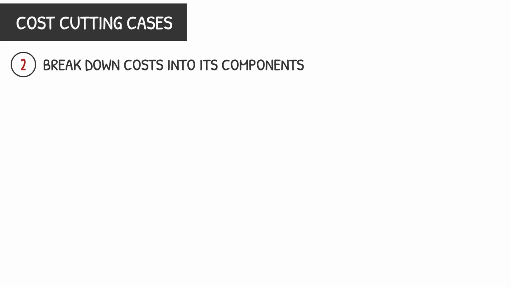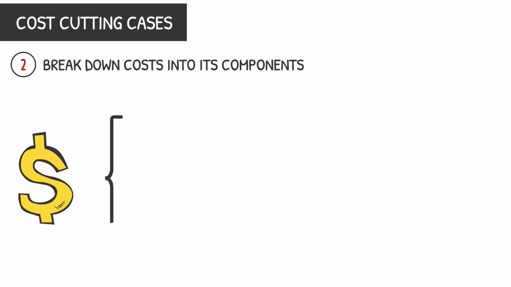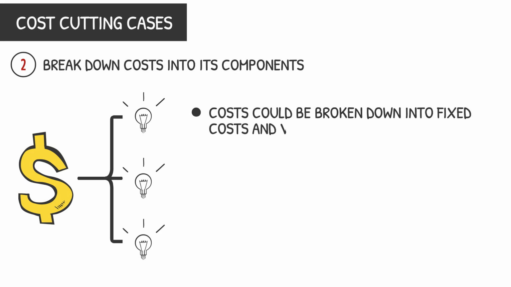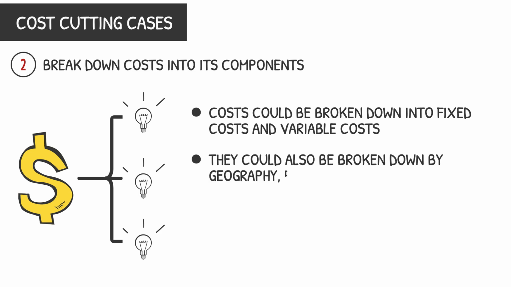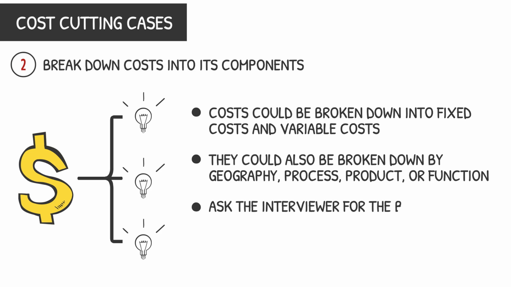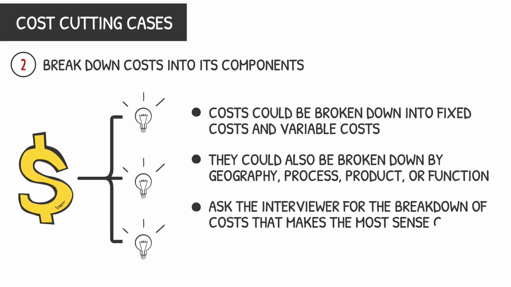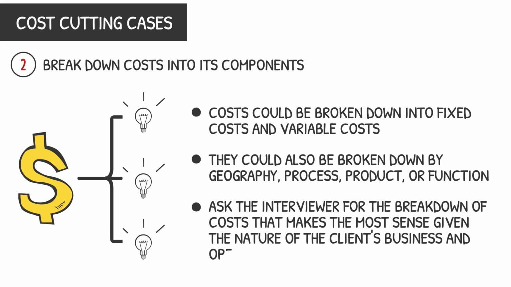Step 2. Break down costs into its components. The next step is to break down costs into its respective components. Exactly how these costs are broken down will vary by case. For example, costs could be broken down into fixed costs and variable costs, but they could also be broken down by geography, process, product, or function. Ask the interviewer for the breakdown of costs that makes the most sense given the nature of the client's business and operating model.